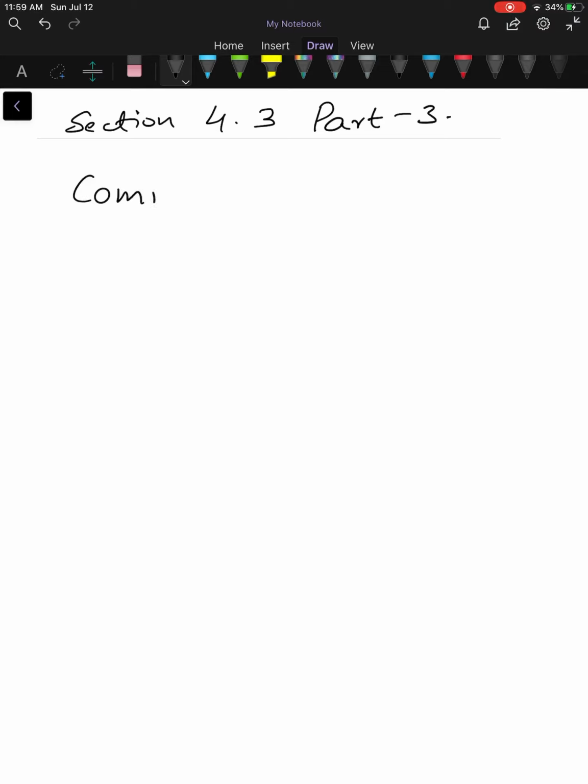Hello everybody. We now study common logarithms. Common logarithms are the logarithmic functions to base 10.